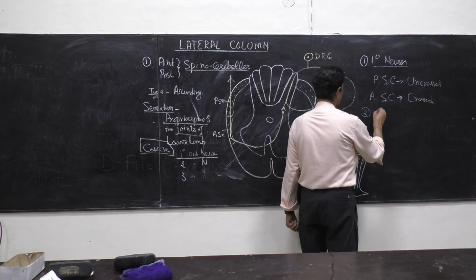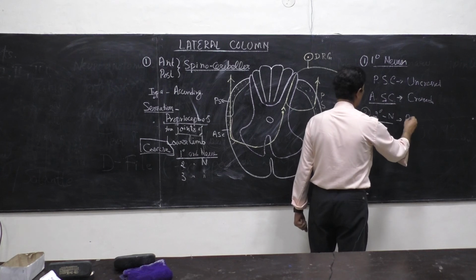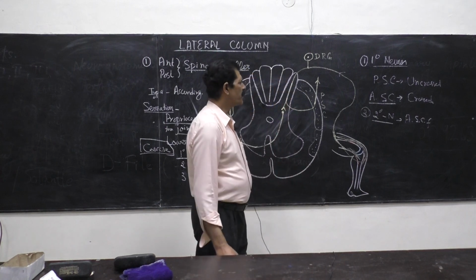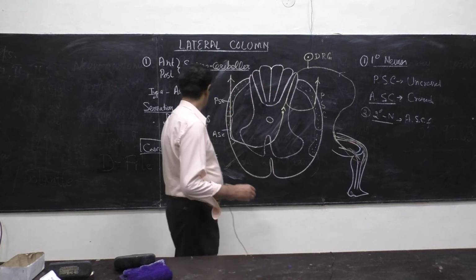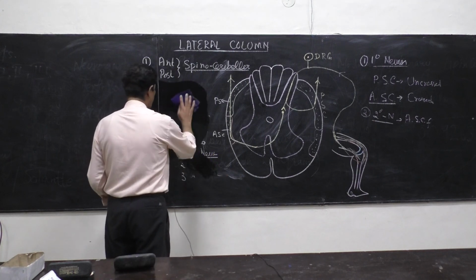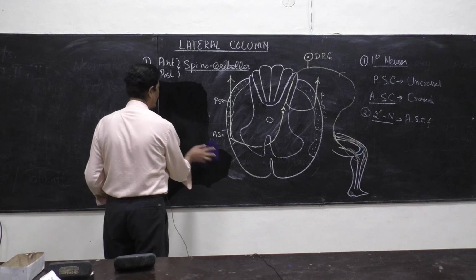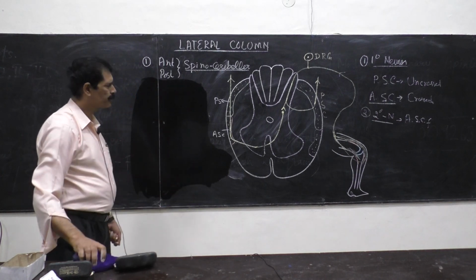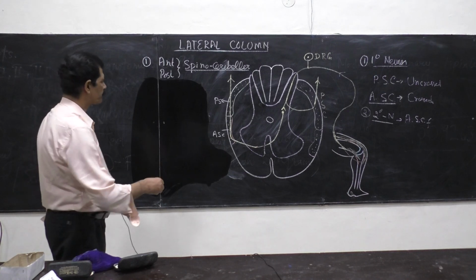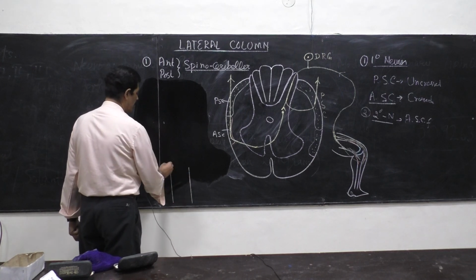So the next step is the second order neurons. Second order neurons are only present in the anterior spinocerebellar fibers. These anterior spinocerebellar fibers, which are crossed, are now present in the opposite side spinocerebellar tract of the lateral column. So from the spinal cord, these fibers now have to go to the cerebellum.